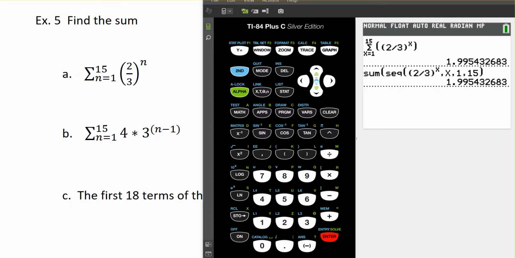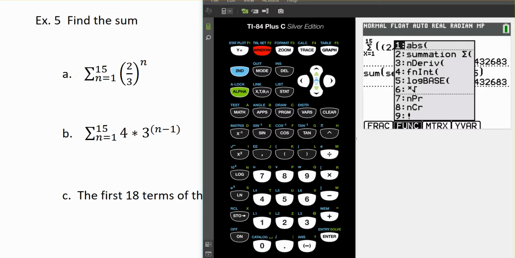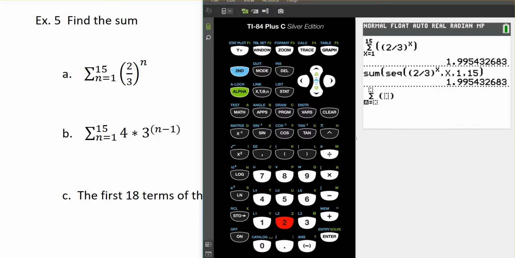So let's look at the next example that I have. Again, I want to take the summation from 1 to 15 of this series sequence that we see right here: 4 times 3 raised to the n minus 1. So in my calculator, that's what I'm going to put in. I'm going to just use the first format, and I'm going to do alpha F2, choose option number 2, because I'm going to do a summation.